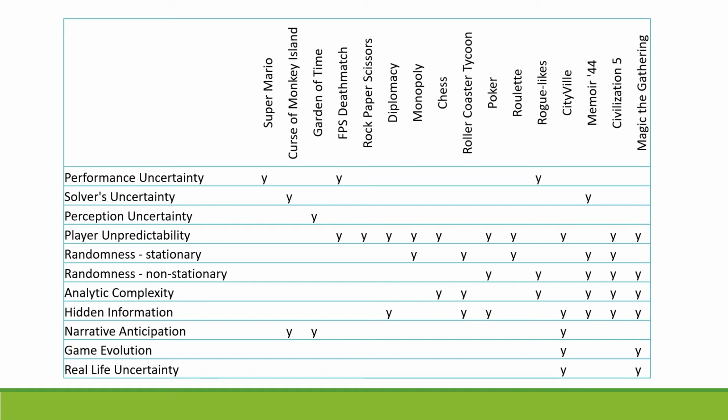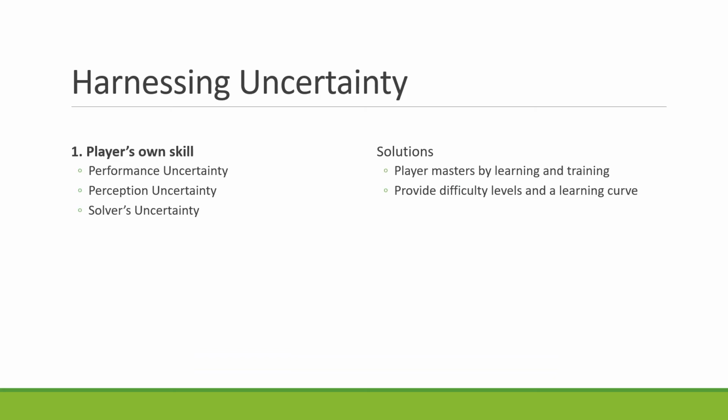So this can lead us in the direction of trying to figure out how we want to harness these uncertainty mechanics in our own game design. And we can start by grouping them into sets. So for example, if the game we're making challenges the player's own skill, such as the player's own performance, ability to perceive things, or ability to solve puzzles, we can help the player by letting them improve their skill, by giving them learning opportunities and a learning curve that will gradually help them get better.